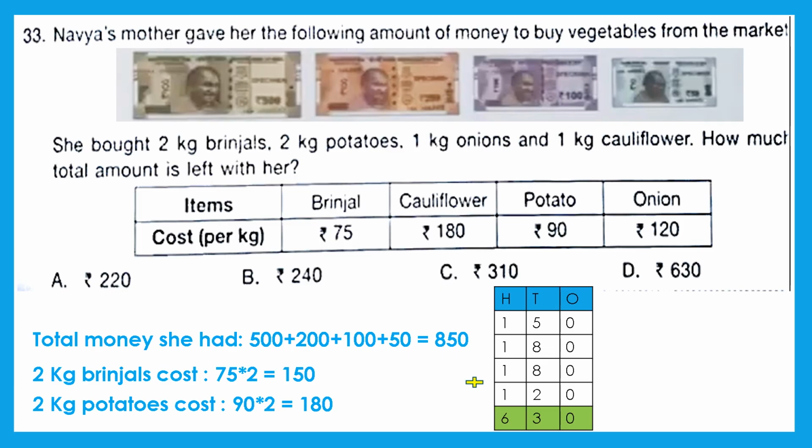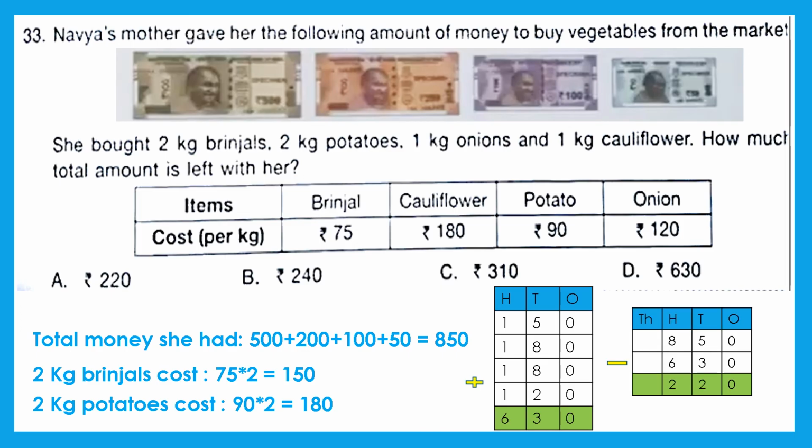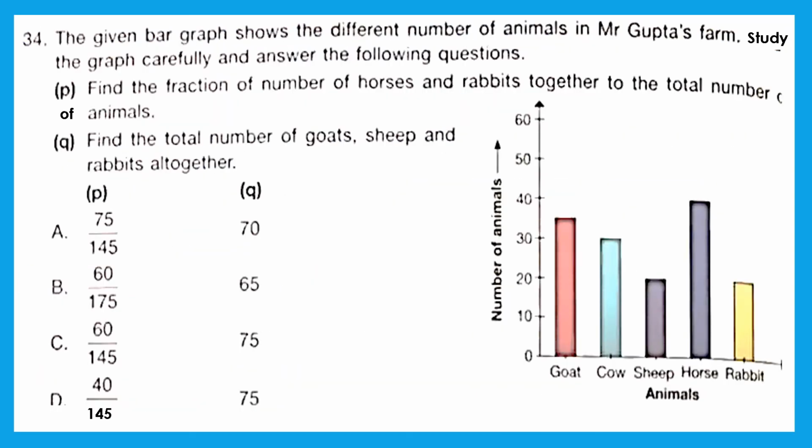Now total she had 850 rupees. Let's subtract 630 from that and then we will know how much money was left with her. And after subtraction we get 220 rupees. That is the amount which is left with her. Option A is the right answer.